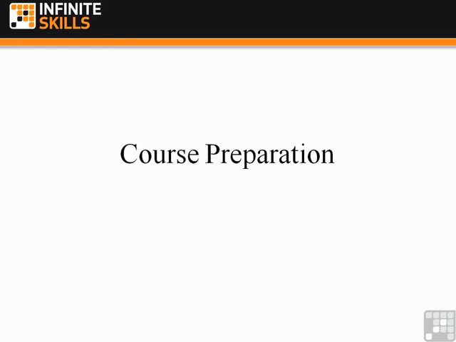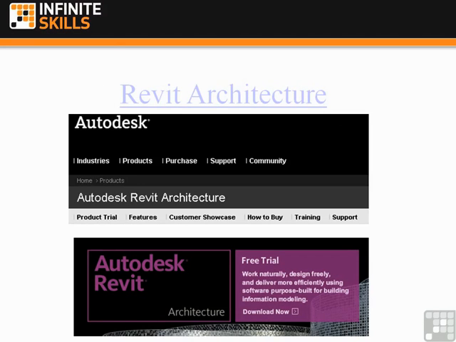Let's take a few minutes and do some course preparation. First of all, you want to get your Revit architecture, and you can download a free trial. This is an excerpt from the Autodesk website. You can download a free trial from their website. First thing you're going to need is Revit architecture on your machine, and you can download a trial version of Revit architecture from the Autodesk website, and that will work for 30 days.